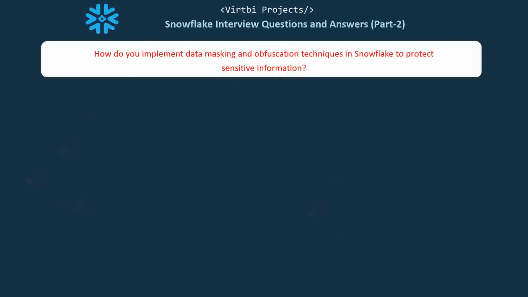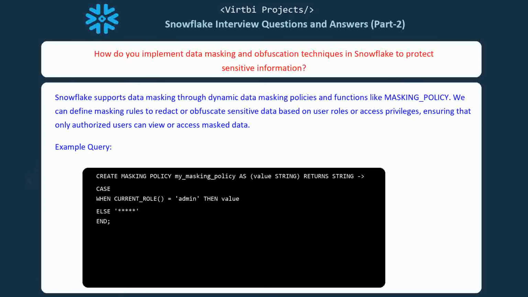How do you implement data masking and obfuscation techniques in Snowflake to protect sensitive information? Snowflake supports data masking through dynamic data masking policies and functions like masking_policy. We can define masking rules to redact or obfuscate sensitive data based on user roles or access privileges, ensuring that only authorized users can view or access masked data. Here's an example query.